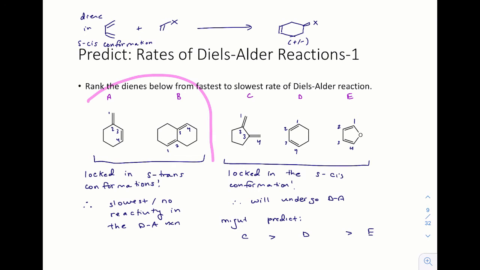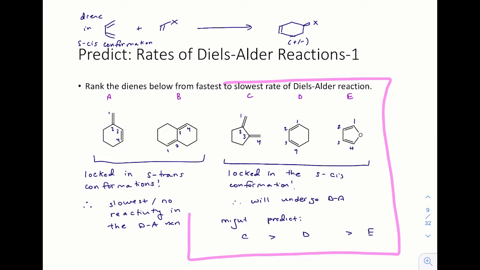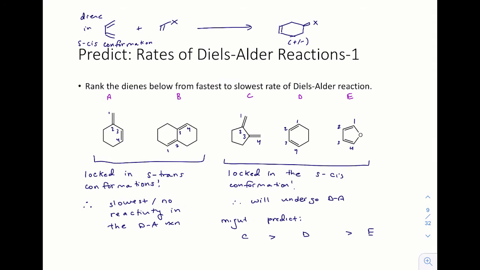Molecules A and B are locked in the S-trans conformations. Thus, they will have the slowest or no reactivity in the Diels-Alder reaction. On the other hand, molecules C, D, and E are locked in the S-cis conformation. Therefore, they will undergo Diels-Alder reaction. In fact, we might predict that molecule C is the fastest, followed by D, and finally E.